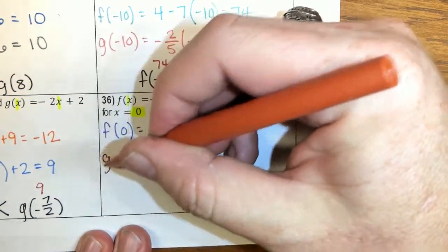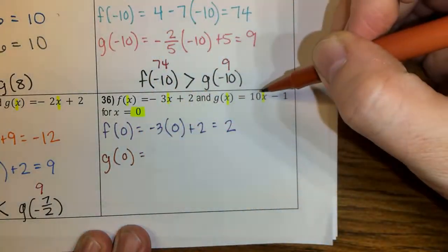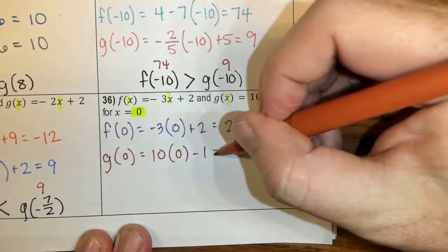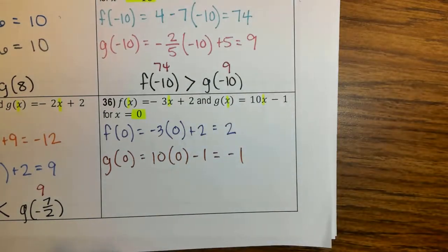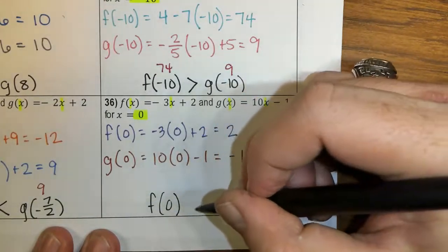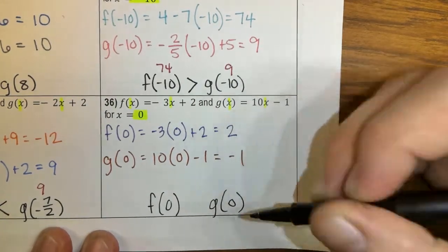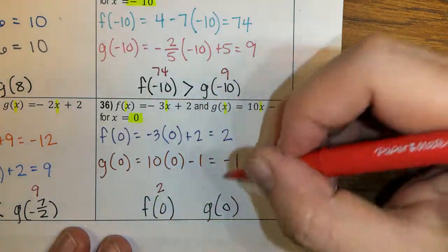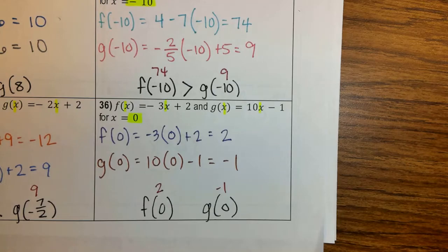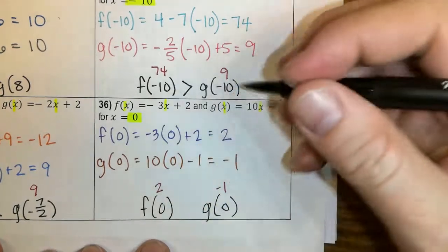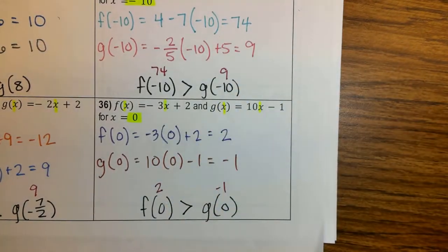And g. So I do g of 0 and 10x. So 10 parentheses 0 minus 1. That is negative 1. And I can do my answer. So I do f of 0 space g of 0. And let's write my answer. So f was 2, g was negative 1. And I can easily see from here that 2 is greater than negative 1. So f of 0 greater than g of 0.